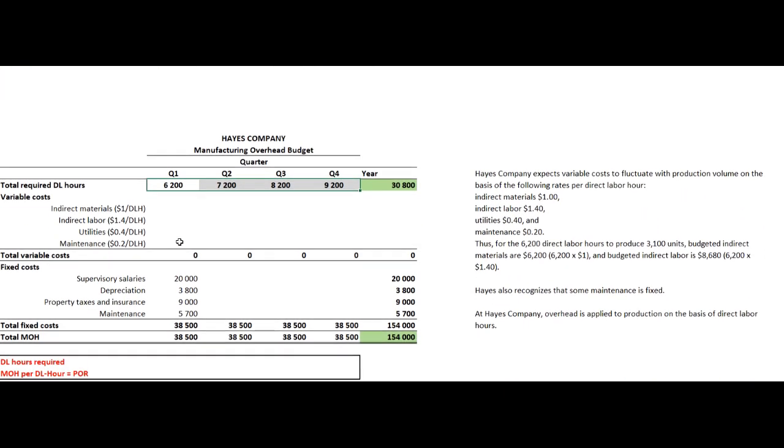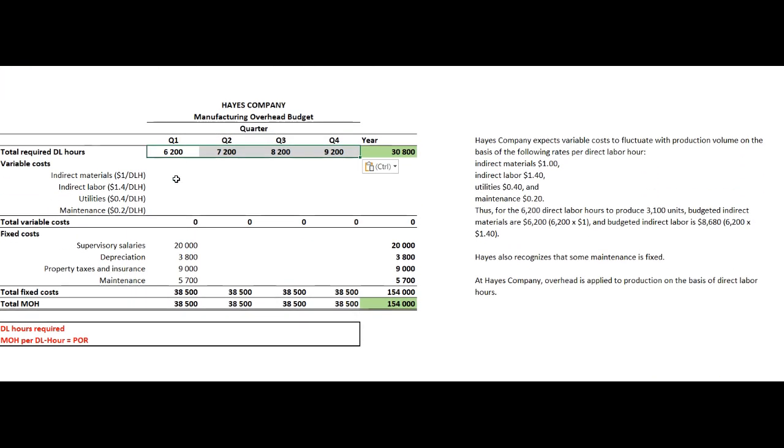Thus, for the 6,200 direct labor hours required to produce 3,100 units in quarter 1, budgeted indirect materials are $6,200, 6,200 times $1, and budgeted indirect labor is $8,680, 6,200 times $1.40. Same thing for the remaining variable costs.